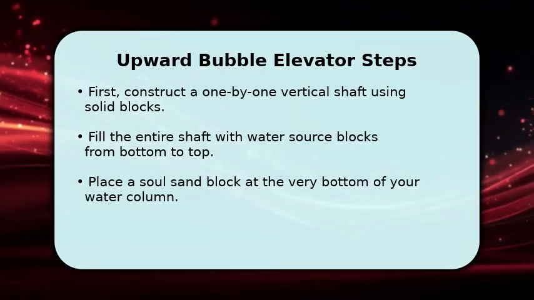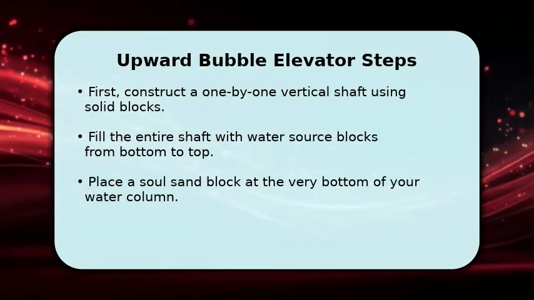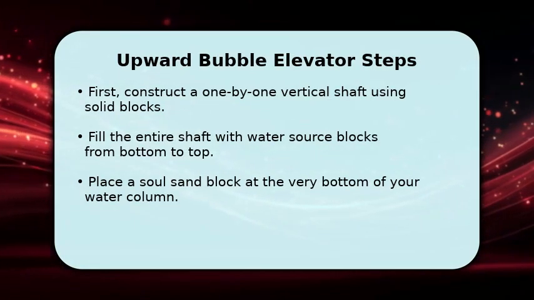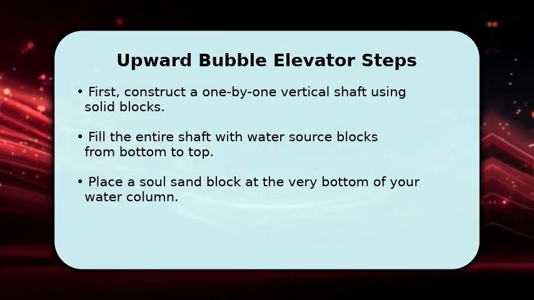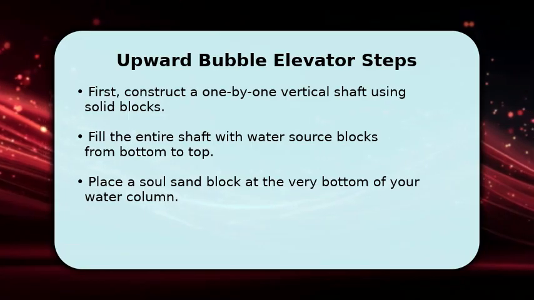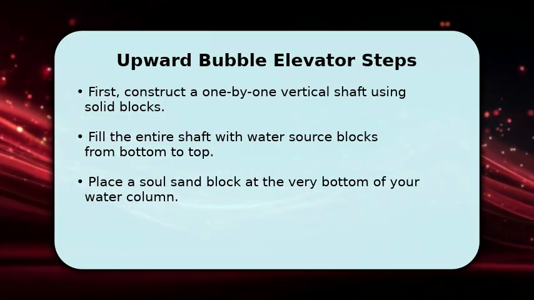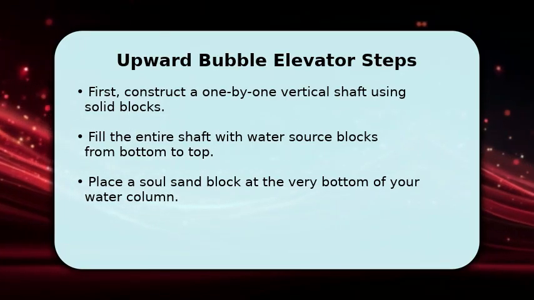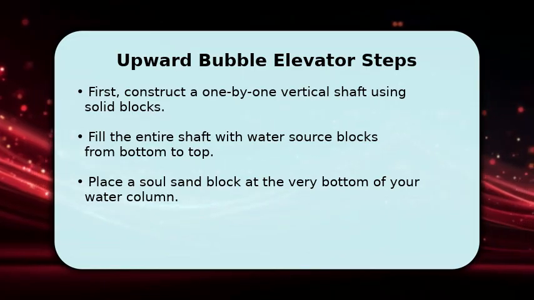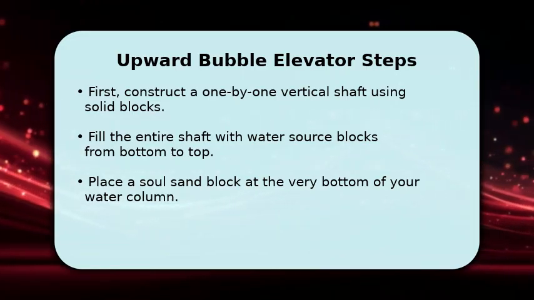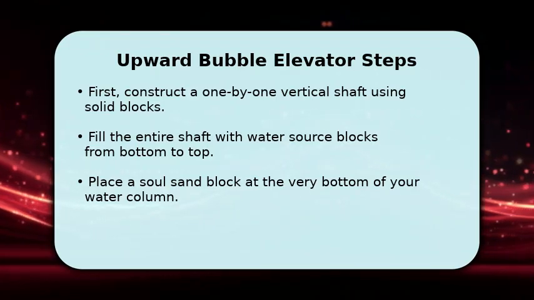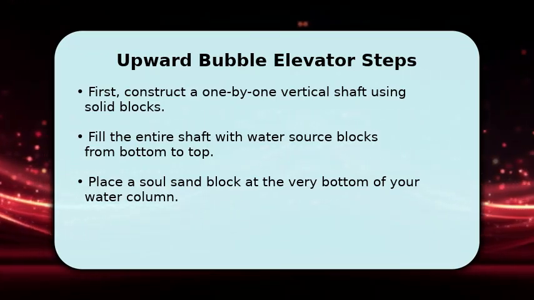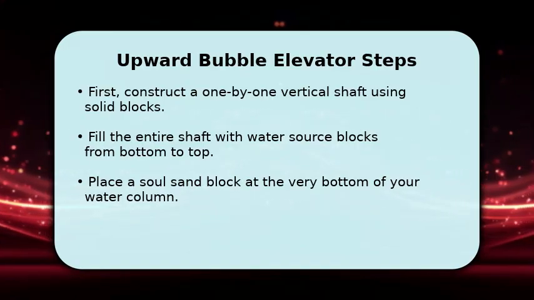To build an upward bubble elevator, begin by creating a 1x1 vertical shaft using any solid block. Make sure this shaft is at least 2 blocks high. Next, fill the entire column with water, ensuring every block is a water source. A simple trick is to place kelp from the bottom up, then break it. Finally, place a soul sand block at the very bottom of your water column. This will instantly create powerful upward moving bubbles.